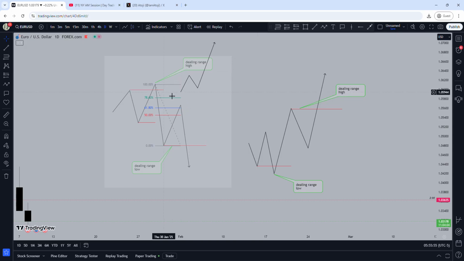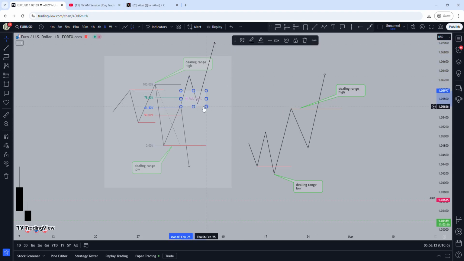If price should take out this high, let's say price took out this high from here, this has automatically become bullish, and you're going to see something like this. Price is going to come filling an FVG here, and then continue going higher.